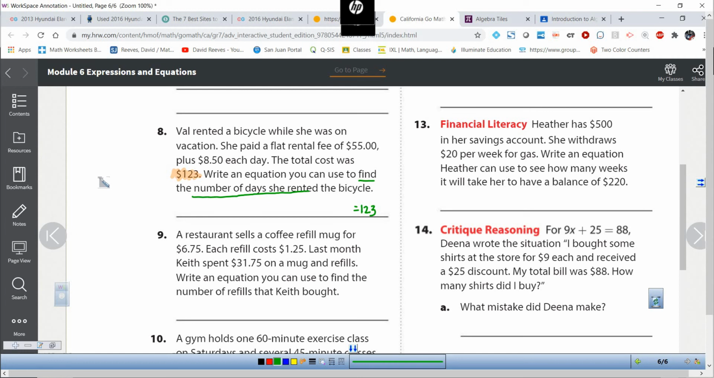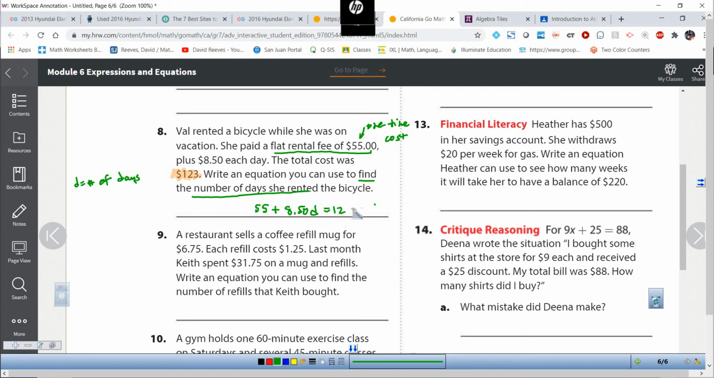That's going to be my variable. All right, so D is the number of days. She paid a flat rental fee of $55. That's my one-time cost, right? That's the one that does not get the variable. 55 plus, now what is she paying? She's paying $8.50 every day. Now, how many days did she rent it? We don't know. That's why we assigned it a variable. So there's our equation.